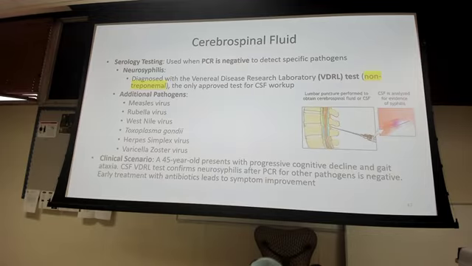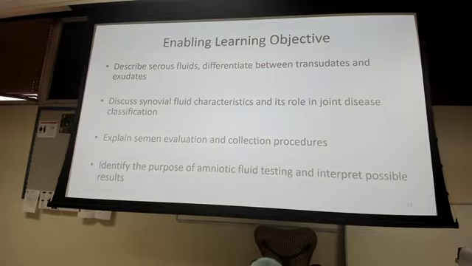So. All right, so CSF serological tests are used when PCR is negative to detect specific pathogens. And then neurosyphilis, this is diagnosed with the VDRL, which is, what's VDRL? I think it's in Maryland. Yeah, the Venereal Disease Research Lab, we do use that a lot. We have esoteric testing that we're unable to do at our labs, we will send to research labs. And so they test other additional pathogens, cellular and micro. So measles, rubella, West Nile, toxoplasmosis, HSV, and varicella zoster.